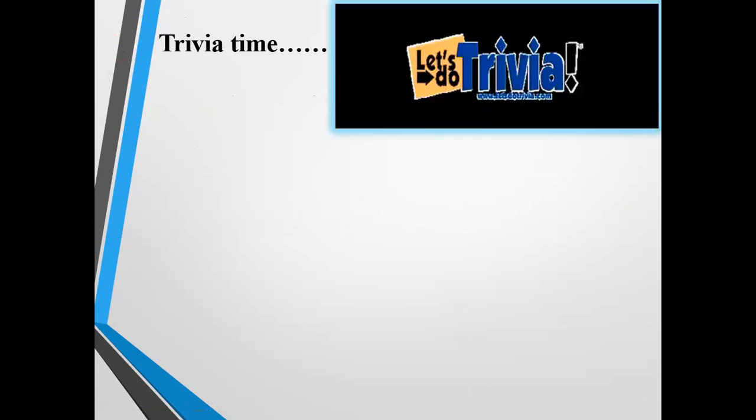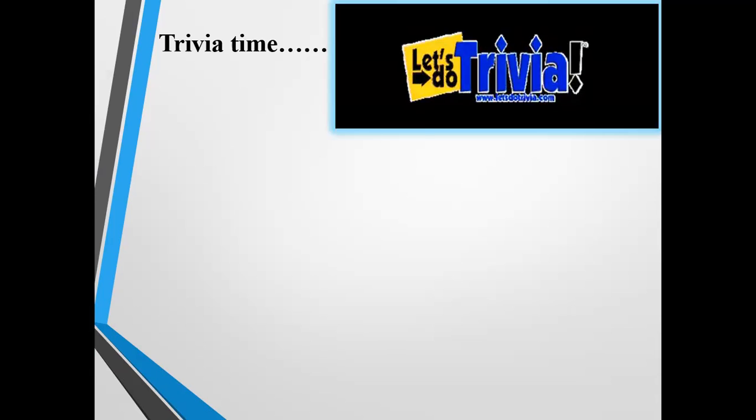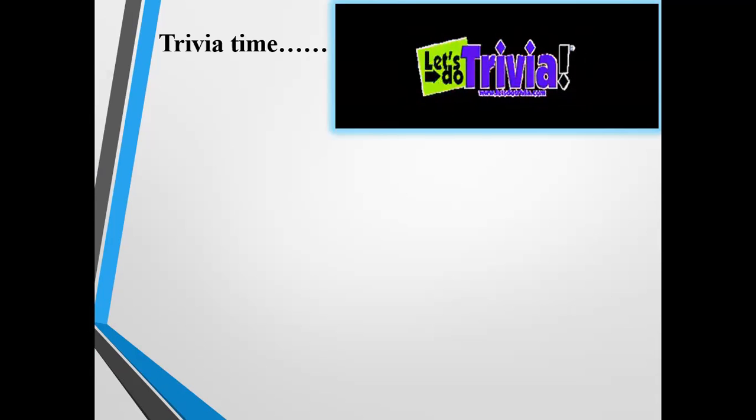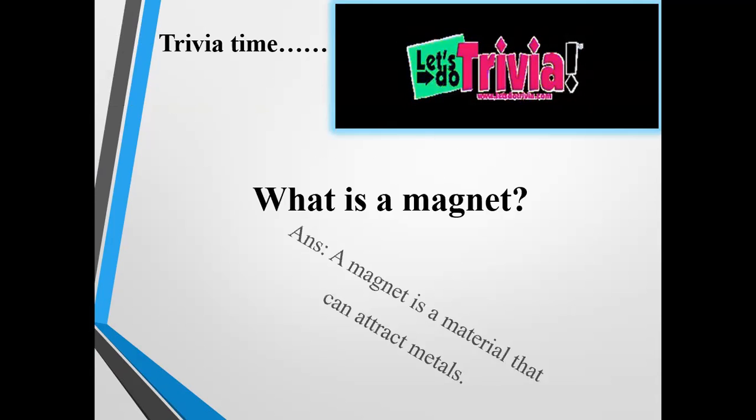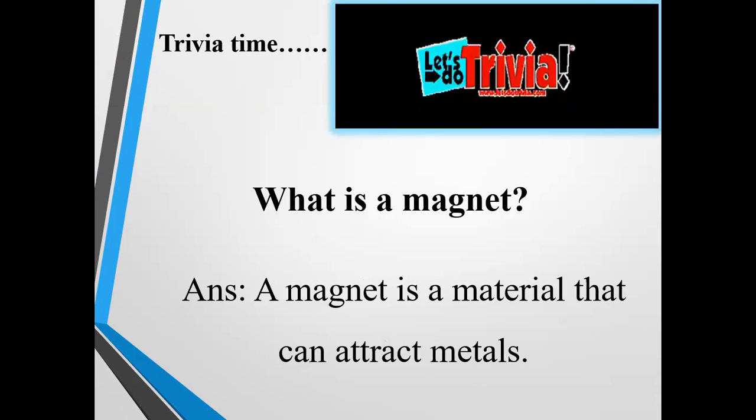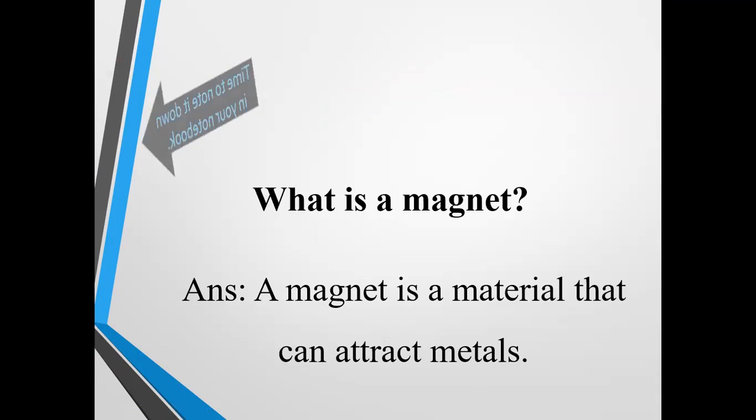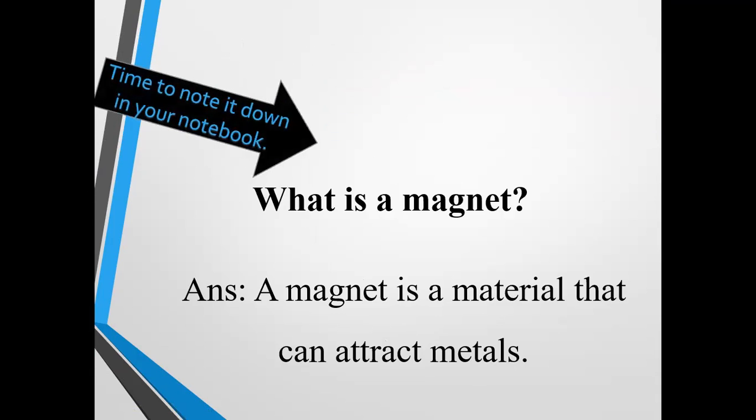Now it's trivia time, students. What we have read, what we have learned. Now it's time to give me the answer about what a magnet is. Students, a magnet is a material that can attract metals. It is also today's word, so you have to note it down in a notebook.